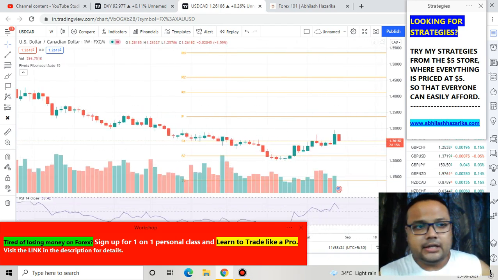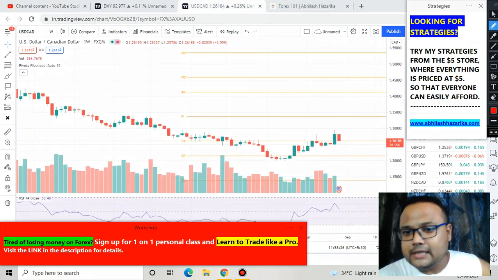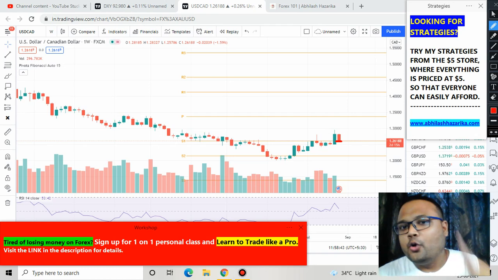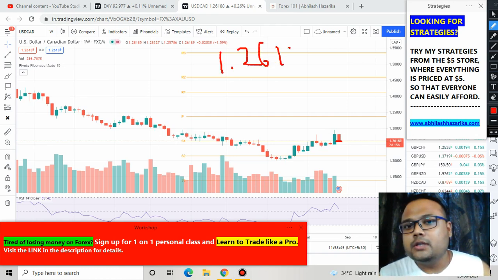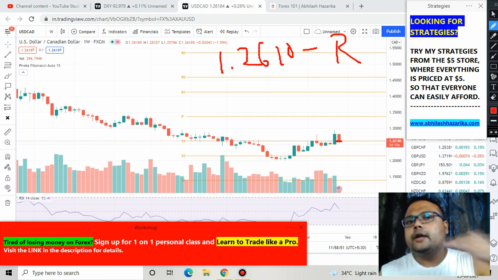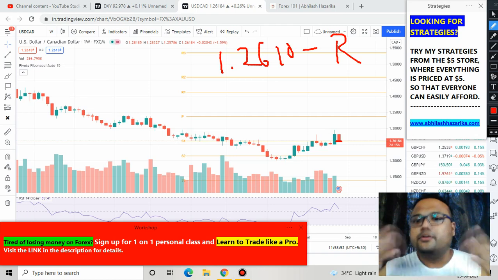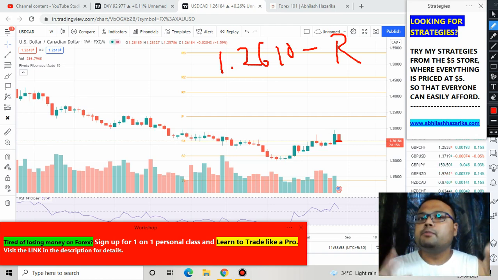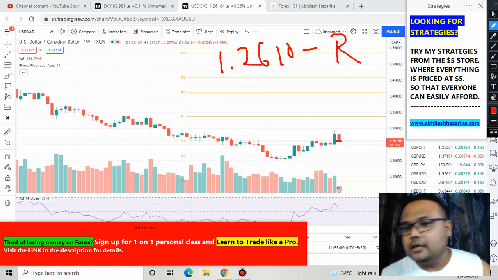Okay, this is the weekly chart of USD CAD here, and you can see that this is the level. This was the same level. Okay, listen to me carefully now. 1.2610 was a resistance for the market. Previously, it was the resistance for the market. So whenever the market was trying to go up, it was facing selling pressure from above. But during the previous week, when the market got extremely bullish, the market broke the resistance. Here you can see that the market broke the resistance.